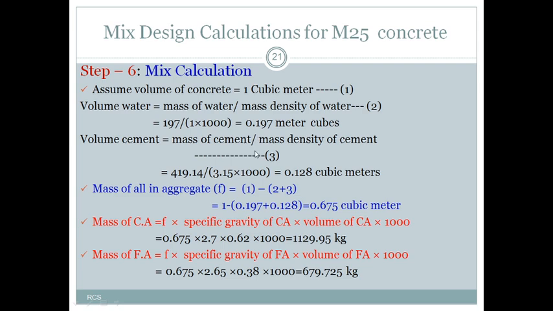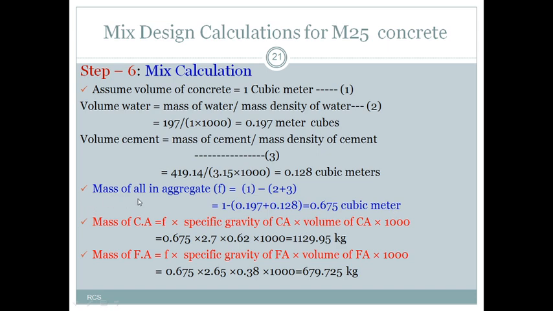So according to the above data, the volume of aggregate is 1 minus the sum of the volume of water and volume of cement, that is 0.197 plus 0.128. Altogether, it will give me 0.675 meter cube. This value is not only for coarse aggregate, not only for fine aggregate.